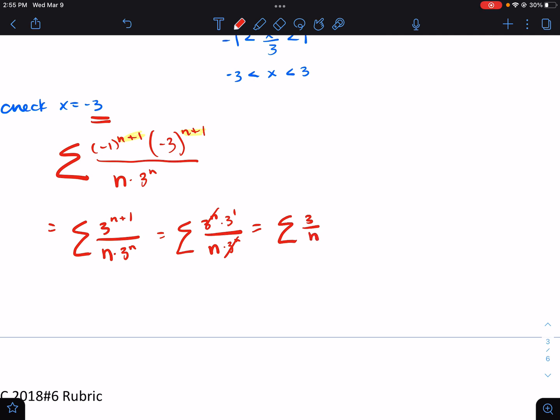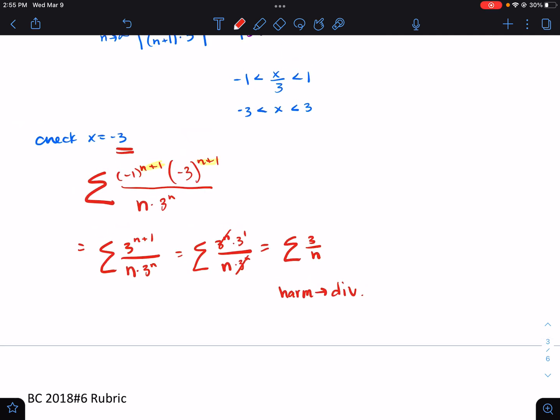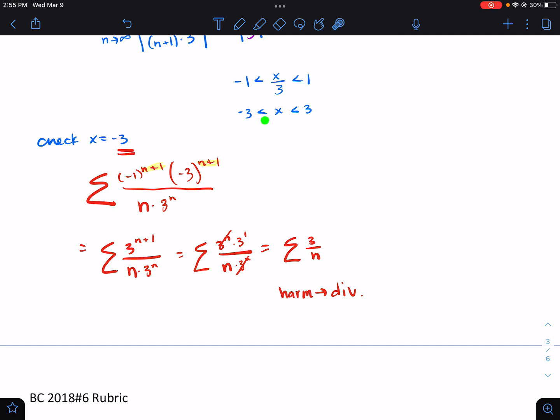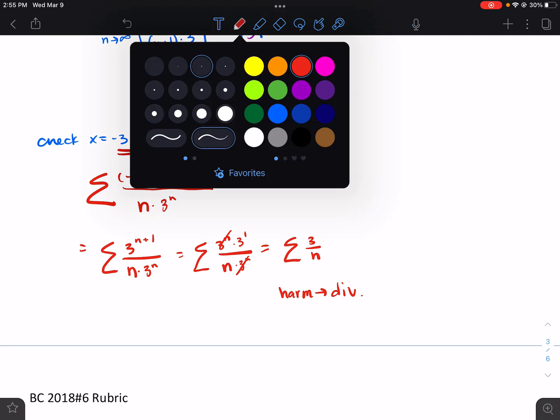The 3 doesn't really change it. It's still a harmonic series. So I can call this harmonic, and a harmonic diverges. That would be all the justification you would need. So because it diverges, I will not put an equal to bar there. I leave it as a strictly less than. Then I have to check the other endpoint.